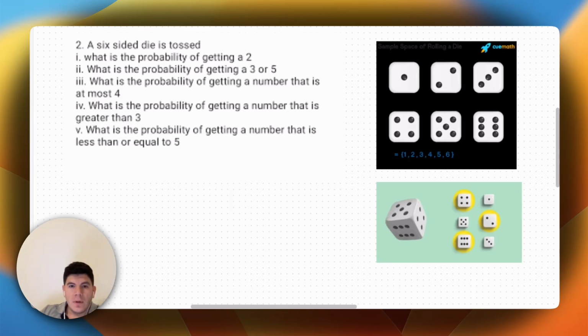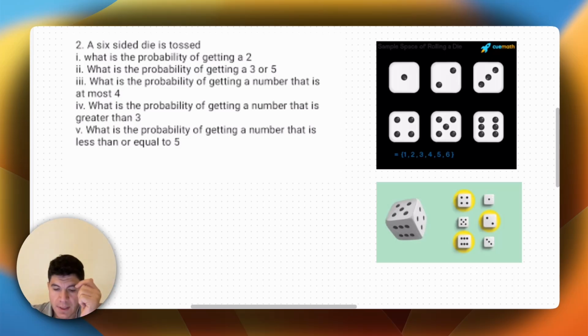Okay, so last time we looked at probability problems with flipping a coin, and this time I will show you how it works when a six-sided die is tossed. We will try to answer the questions listed here. So what's the probability of getting a 2 if we toss a die? First of all, let's have a look.